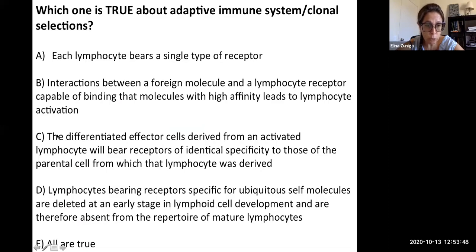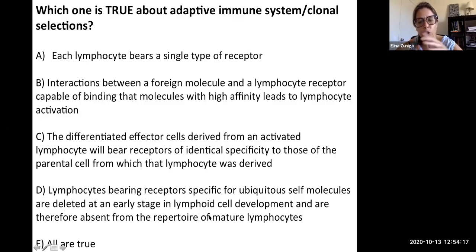So C is true, and D says lymphocytes bearing receptors specific for ubiquitous self-molecules, and we haven't learned this at all, but this is true as well. So lymphocytes bearing receptors specific for ubiquitous self-molecules are deleted at an early stage of lymphocyte development and are therefore absent from the repertoire of mature lymphocytes.